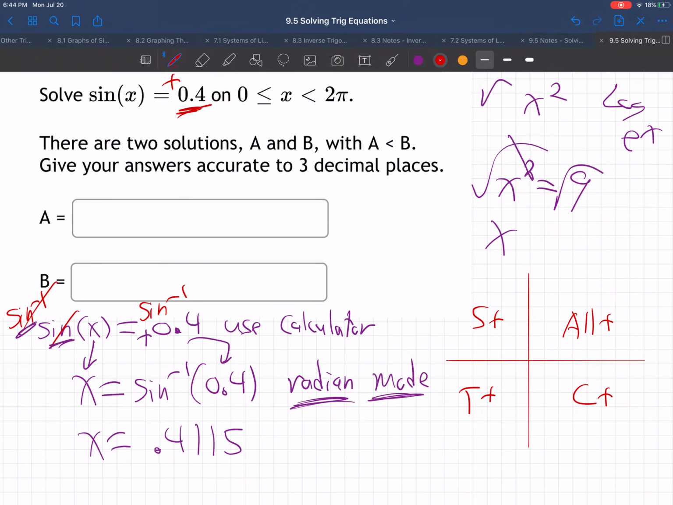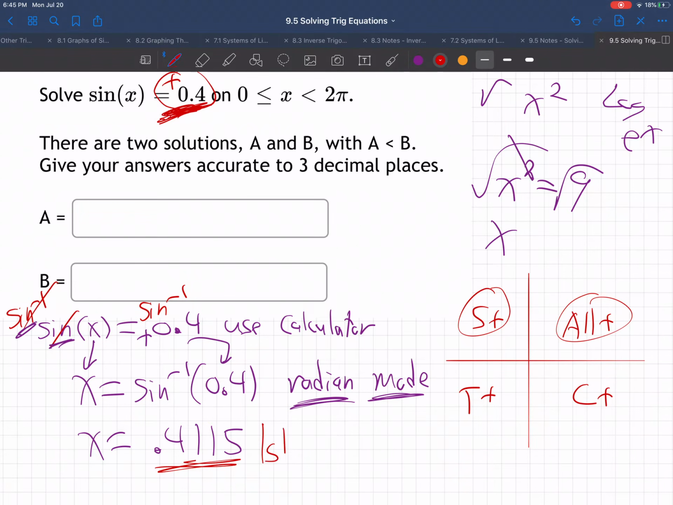We want to know, it said two quadrants. What are the two quadrants in which sine is positive? Well, they're all positive in the first quadrant, and then sine is positive here. So we're talking about the first and the second quadrants where sine is positive. So we should have an answer in the first quadrant where sine is positive 0.4, and we should also have an answer in the second quadrant where sine is positive 0.4.